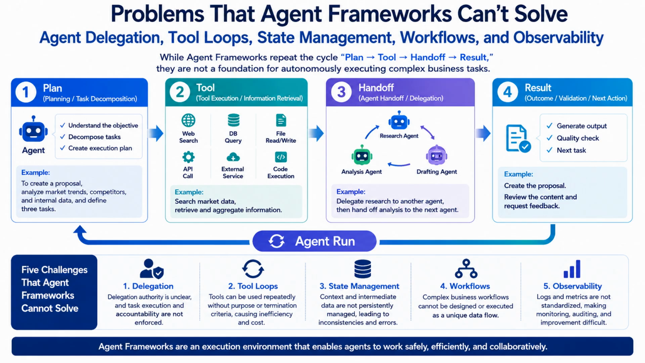Work can be passed from a research agent to an analysis agent, and then to a content creation agent, allowing each agent to contribute its own specialized capabilities. Finally, the agent evaluates the result and, if necessary, returns to the plan stage. Through this continuous loop of plan, tool, handoff, and result, agents can autonomously carry out increasingly complex workflows.